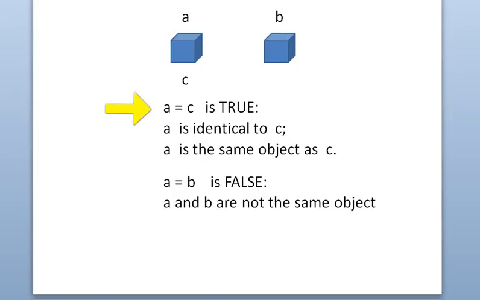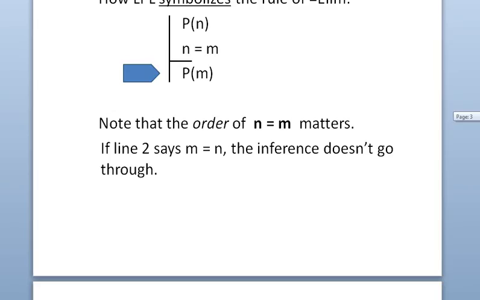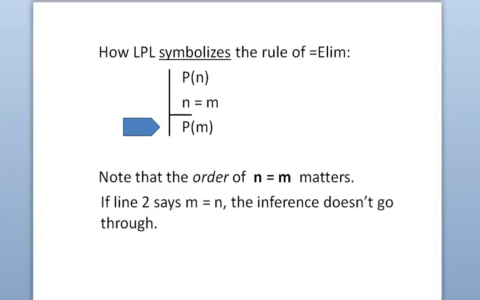So the sentence A equals C, and we'll sometimes read it that way just because we are using the equal sign. But bear in mind, we always mean A is identical to C. That sentence is true because A is the same object as C. It's not a different object. But the sentence A equals B, or A is identical to B, that's false, because A and B are not the same object. They are two objects. Let's look at our next slide here.